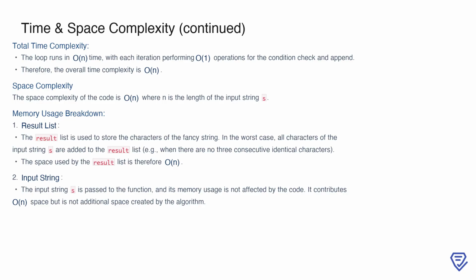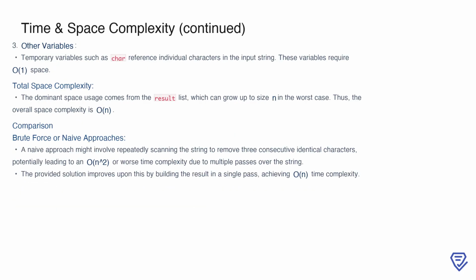Additionally, the algorithm uses a few temporary variables, such as char, to reference individual characters during the iteration. These variables require only O(1) space and do not contribute significantly to the overall space complexity. It's important to highlight that the result list remains the primary contributor to space usage, as it can grow up to the size of the input string in certain cases.